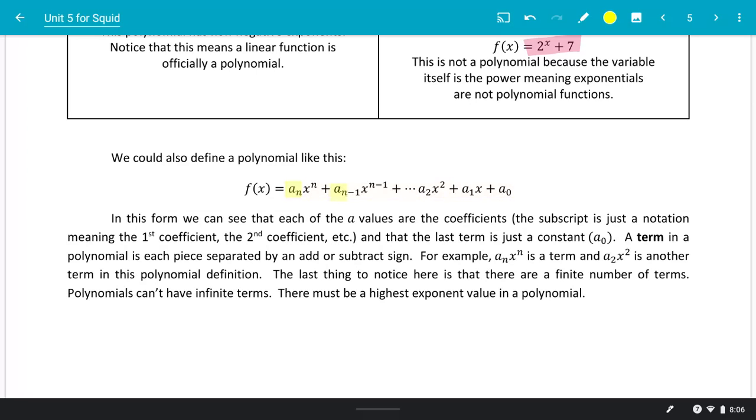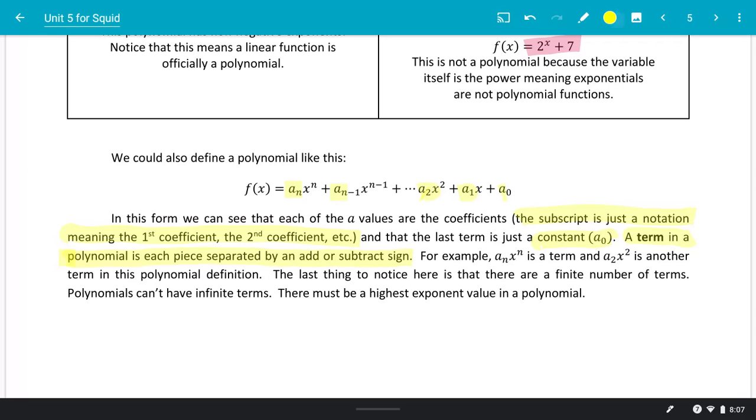And that sub n just means that you have some different subscript notation, meaning the first coefficient, second coefficient. And then the last term is just a constant because it can be times x to the 0 power. A term in a polynomial is separated by an add or subtract sign. That's hugely important. For example, a_n x^n is a term, and a_2 x^2 is another term in this polynomial.